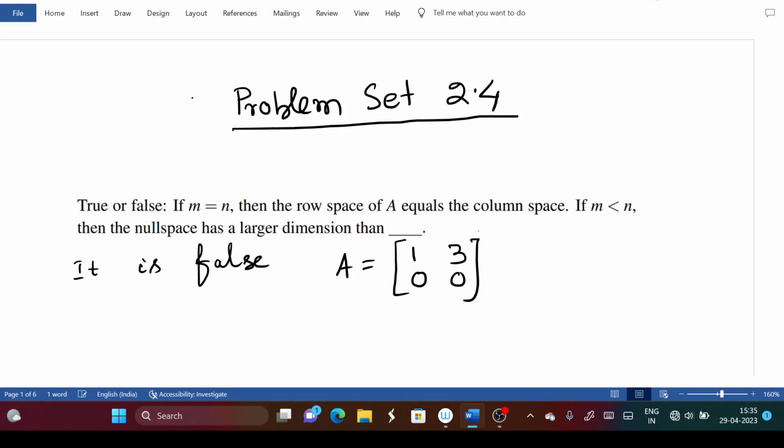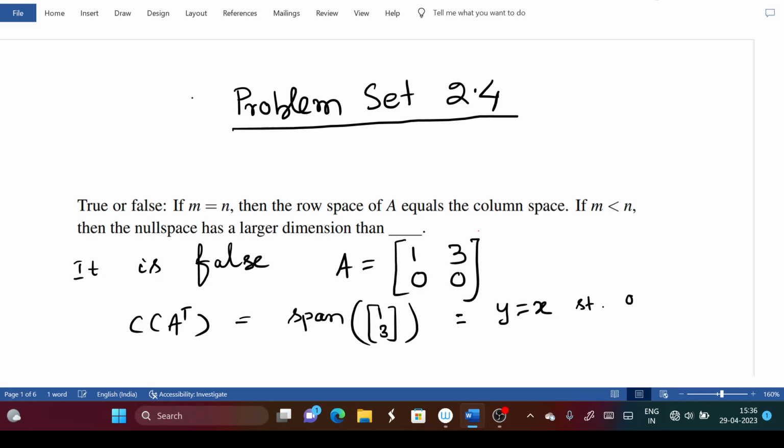Naturally, what is the basis of the row space? 1, 3. So what is my row space? Row space is the span of the vector 1, 3. That is equal to what? It is the straight line y is equal to 3x on the xy plane.